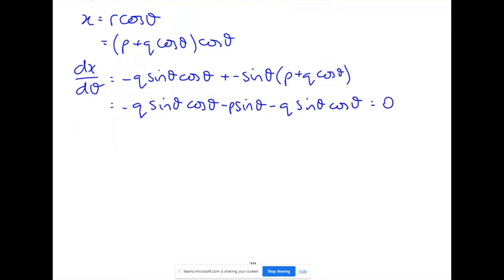I've got two of these, so I can collect them up and I can factorize out sine theta as well. I'm going to make it all positive because it's all negative. To make it all positive, collect up the q sine theta cos theta and factorize that sine theta. So I get sine theta times 2q cos theta plus p. I've done a few steps at once, so you can break them down.